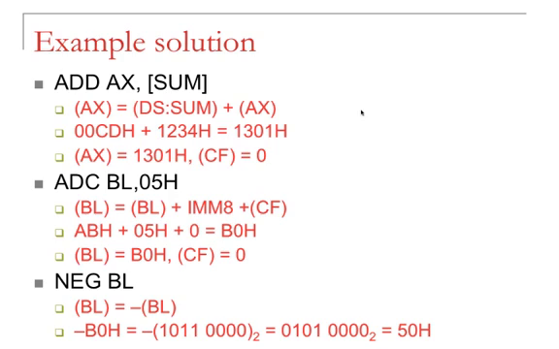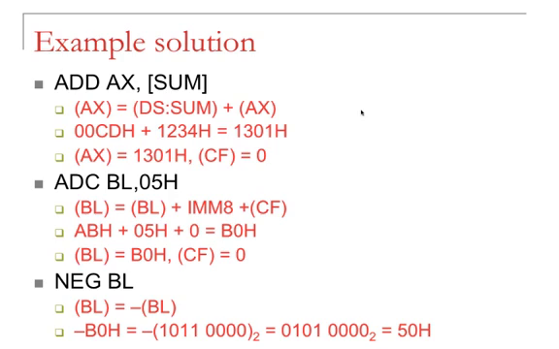All right, so let's look at how these instructions are going to be executed. The first instruction is ADD AX, [sum]. And this is a plain ADD instruction, and it has two operands. The source is sum, the destination is AX. And sum here is the memory operand.